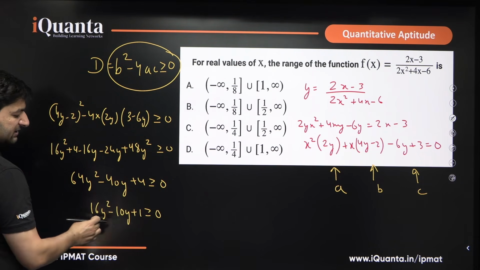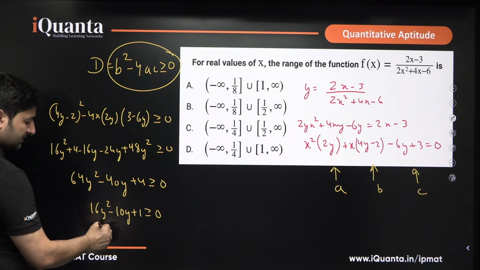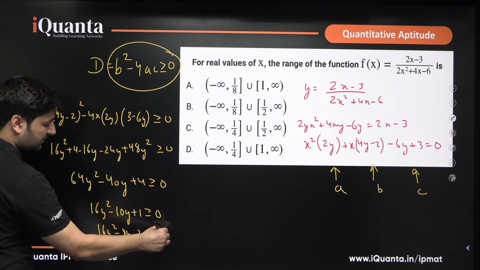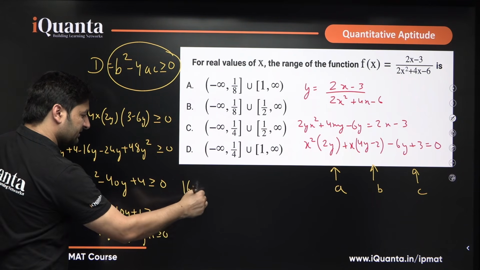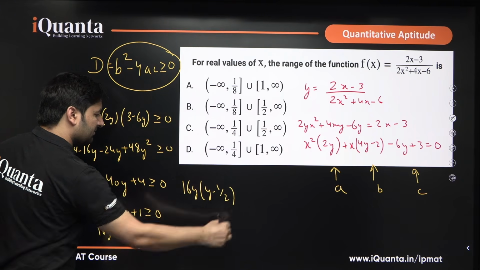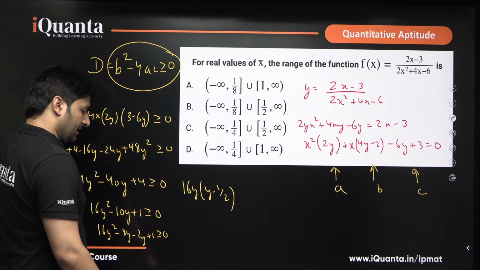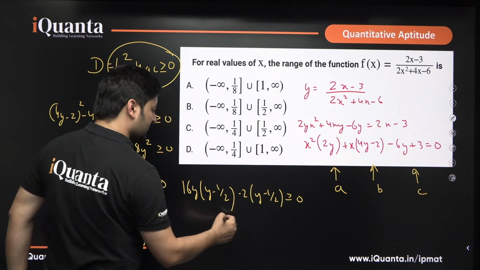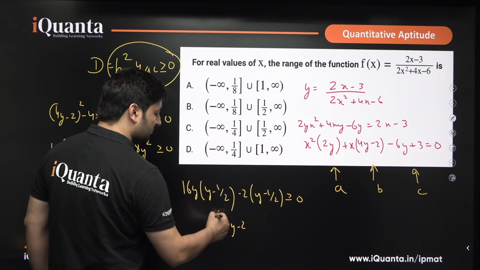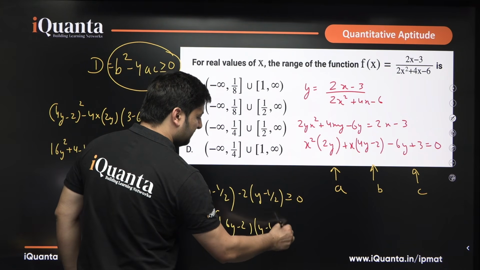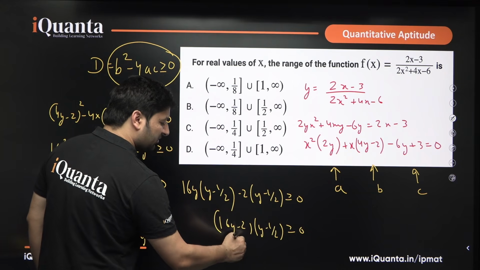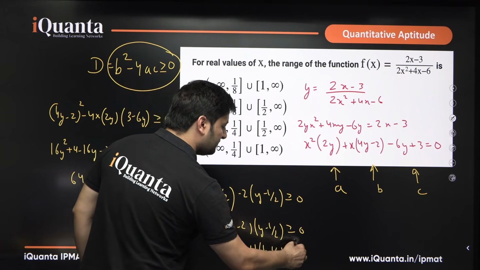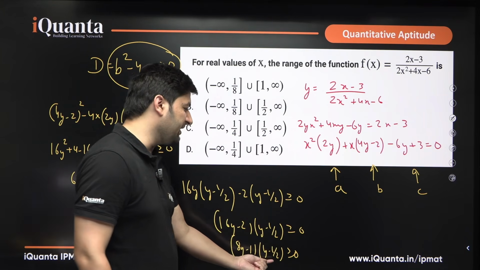Now, 1 into 16, 16, 10 you have to split 2 into 8. So, 16y square minus 8y minus 2y plus 1 greater than or equal to 0. If you factorize it, 16y, y minus half, and minus 2 y minus half greater than or equal to 0, 16y minus 2 y minus half greater than or equal to 0. You take 2 common from here, you will get 8y minus 1 y minus half greater than or equal to 0. This is an inequality. There are 2 critical points, 1 by 8 and half.